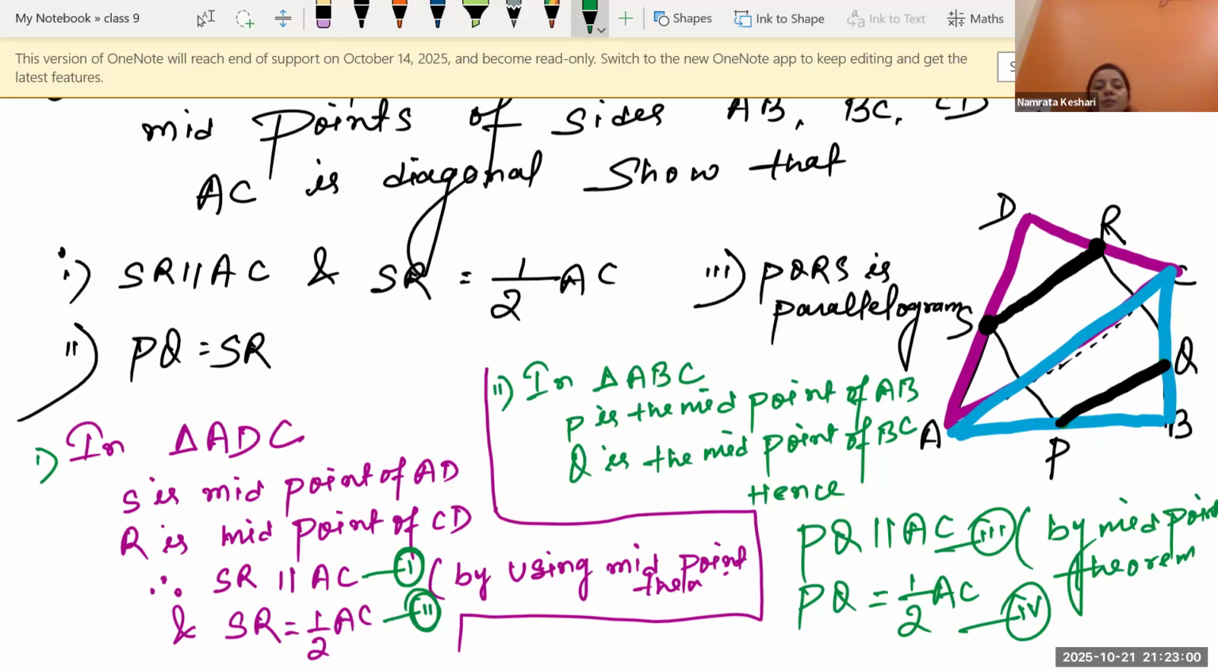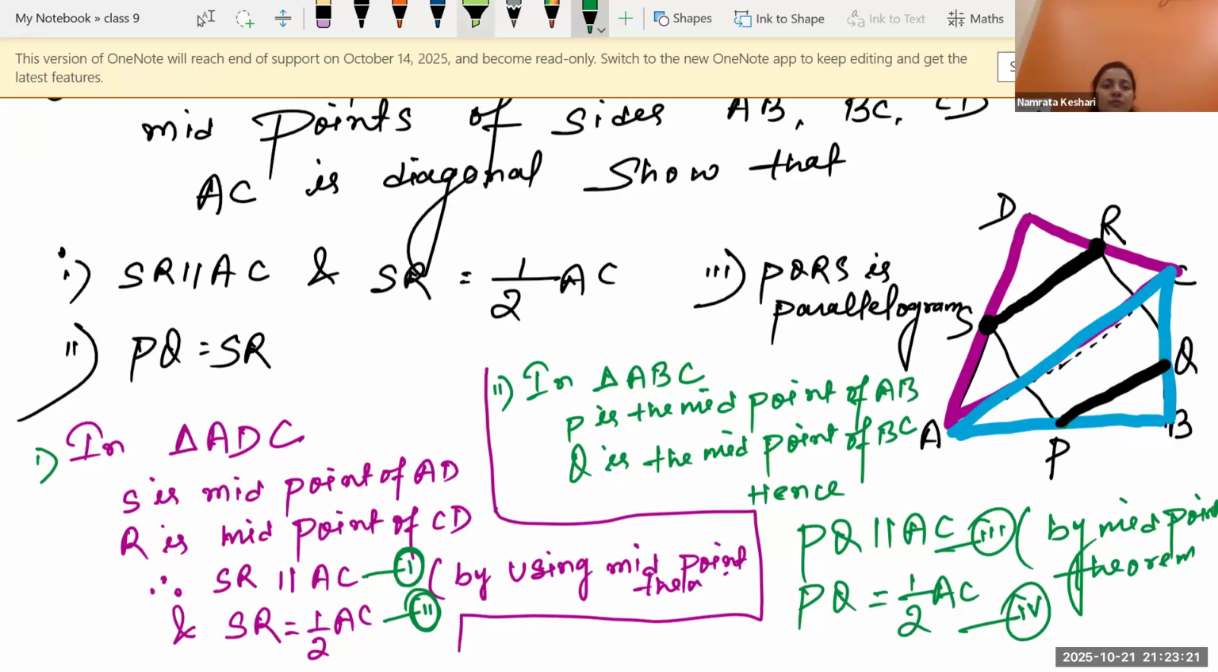Can we say SR and PQ are same in length? Equation number 2 says that SR is equal to half of AC, and equation number 4 says that PQ is equal to half of AC. That means both are the same. Both are half of AC.